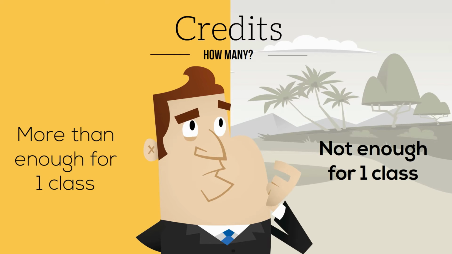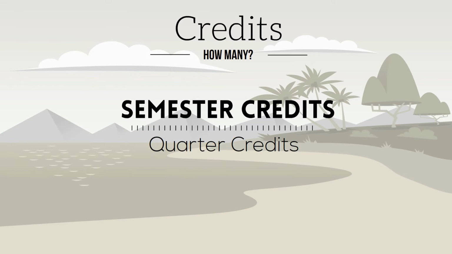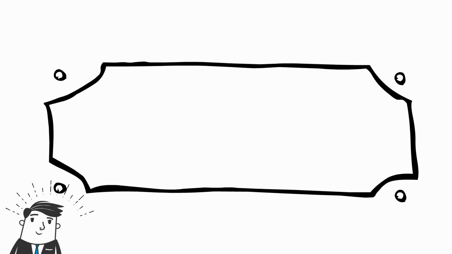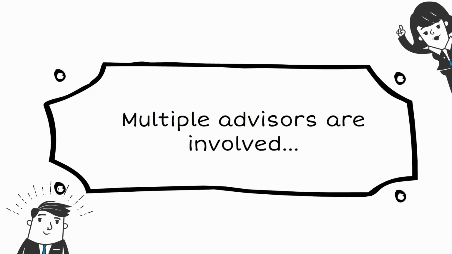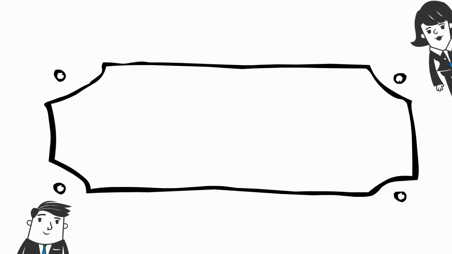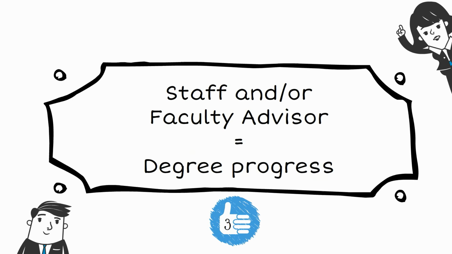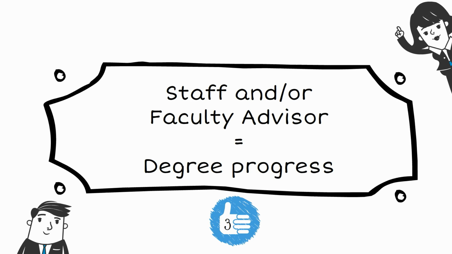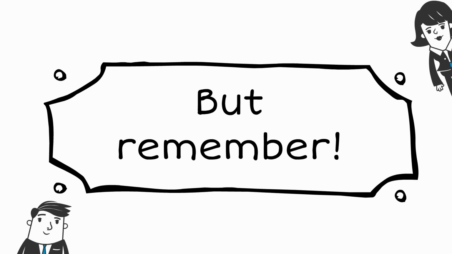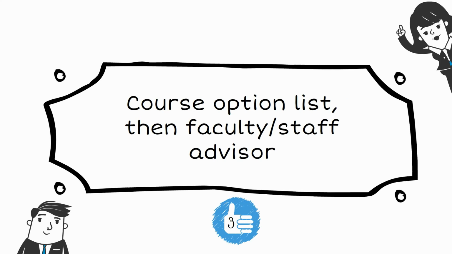And if that wasn't enough, here's another piece. Semester credits and quarter credits are not the same, so pay attention to what you're earning. Here's where advisor confusion typically sets in. You probably have multiple advisors, but who does what? Study abroad focuses on your course and program options, while your faculty and staff advisors can tell you how those course options will satisfy degree requirements. But remember, you need to know what your class options are before going to an advisor about degree progress.